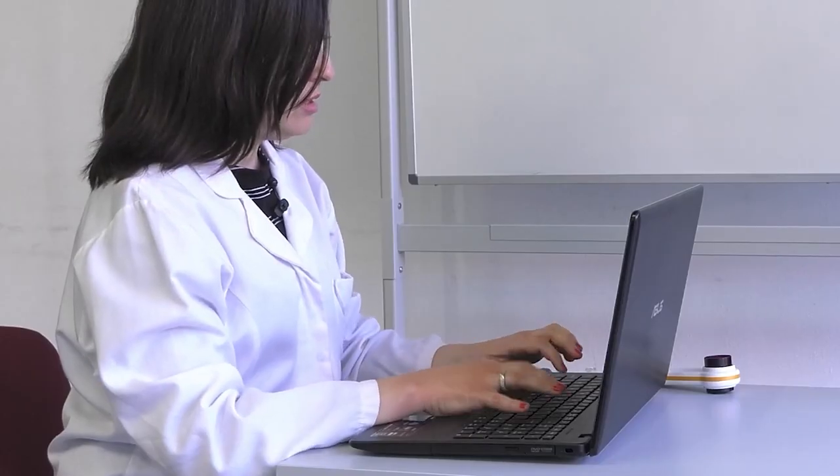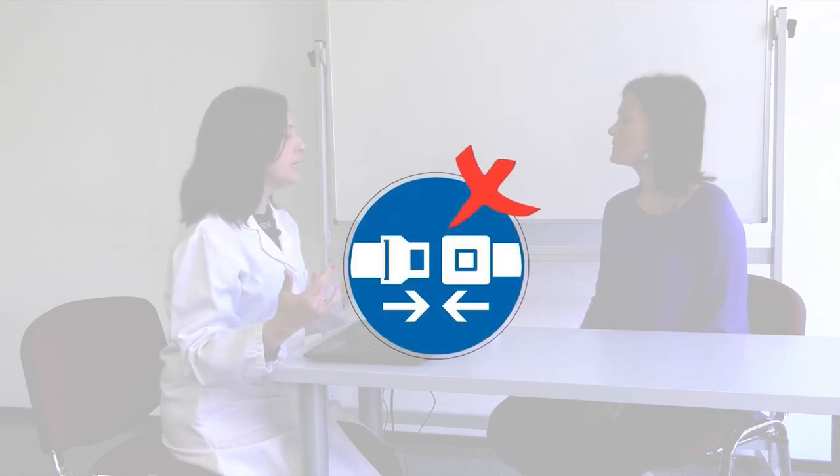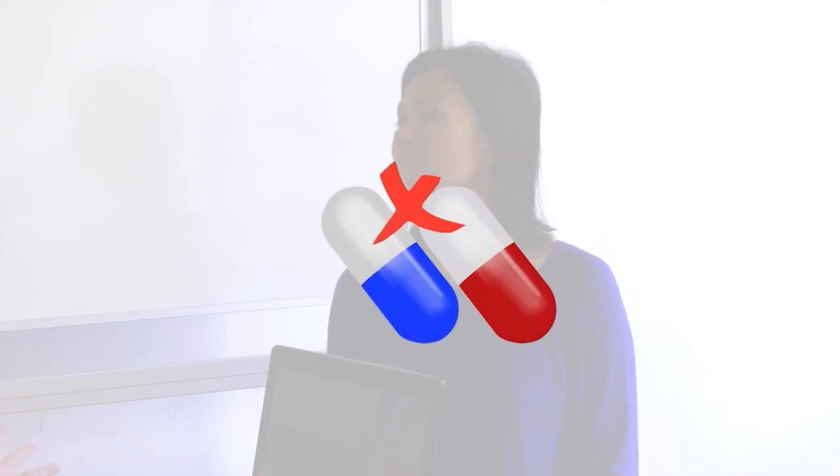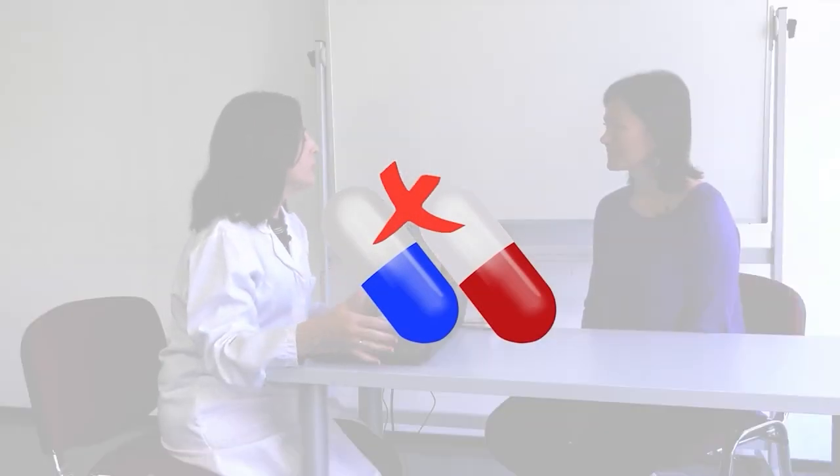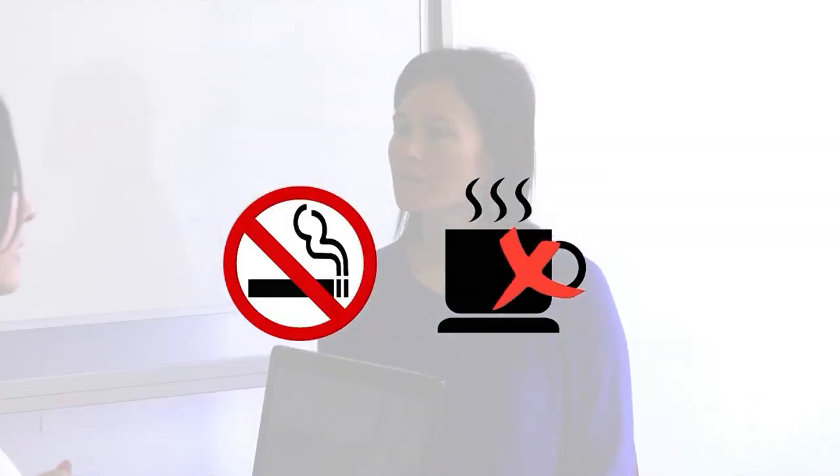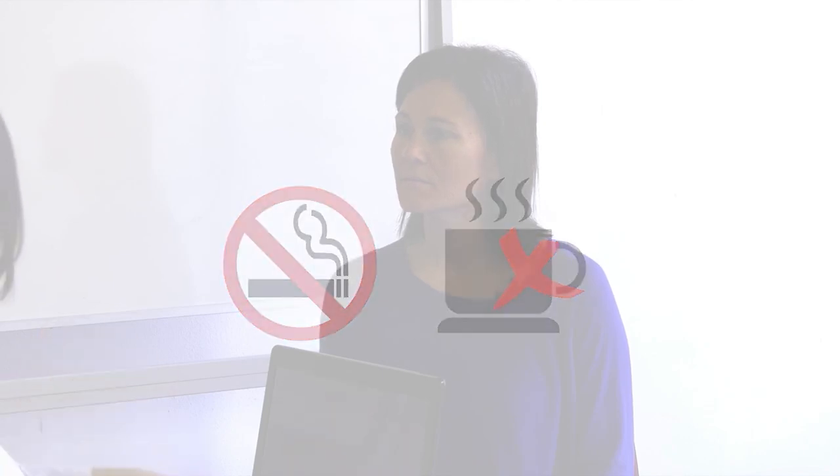Good morning. The first thing we do is write down the patient's data. Now I'm going to explain the test to you. We have to explain what the test consists of to the patient and give them the following instructions. You must be sitting up straight. You must not wear a belt or a tight bra. You must not have taken medication that affects ventilatory mechanics in the 6 hours prior to the test. You must not have smoked or consumed caffeine or something similar in the last few hours.